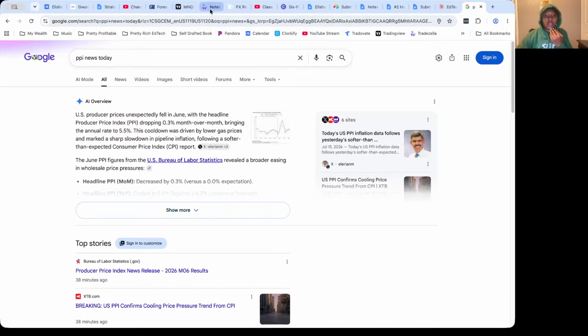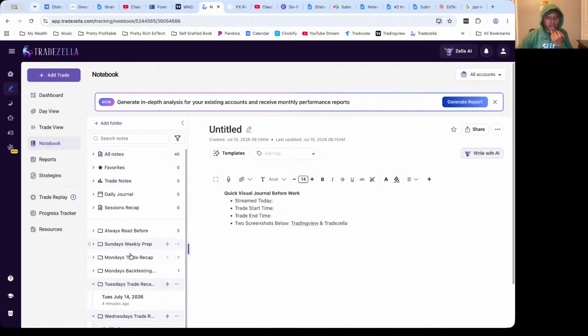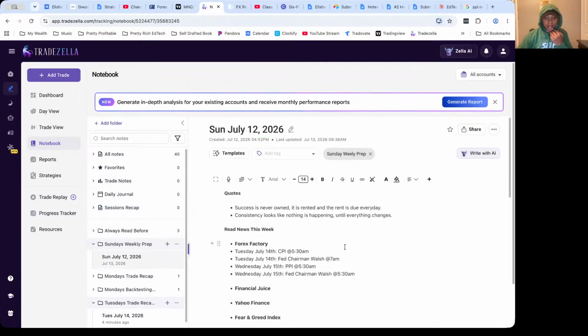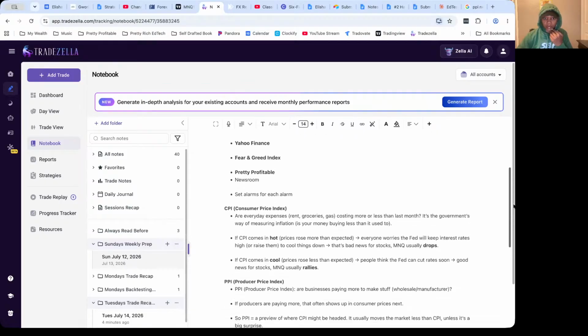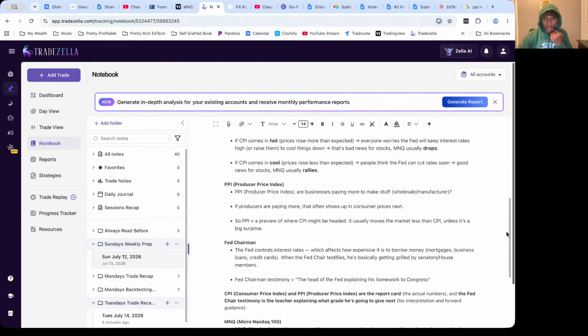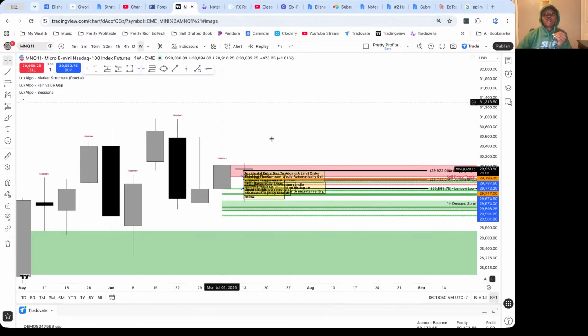What I did yesterday was I had notes from my Sunday. It said a preview of where CPI would be headed. If producers are paying more, that often shows it. So that's one. Okay, let's go back here.